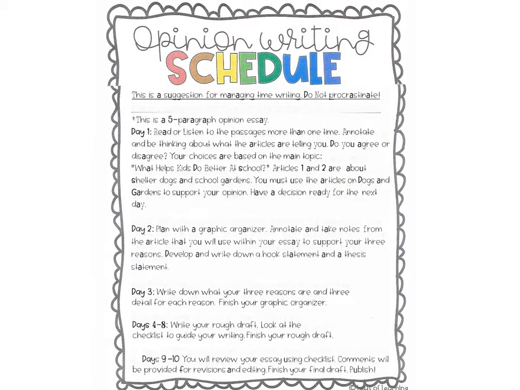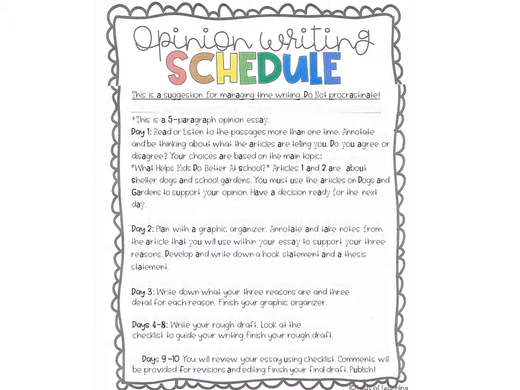Opinion Writing Schedule. This is a suggestion for managing your time for writing. Do not procrastinate. This is a 5-paragraph opinion essay. For day 1, read or listen to the passages more than one time. Annotate and be thinking about what the articles are telling you.